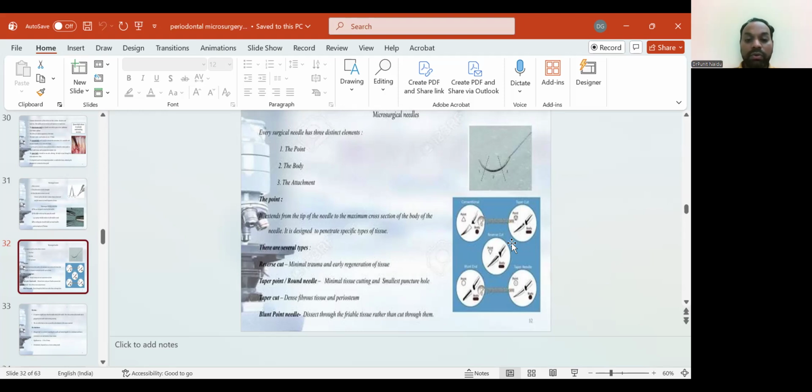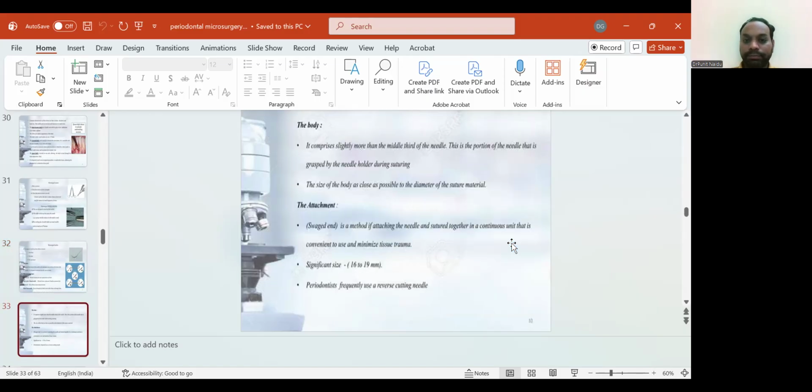Reverse cut gives minimal trauma and early regeneration of tissue. Taper point gives minimal tissue cutting and a small puncture hole. Taper cut is for dense fibrous tissue and periosteum. Blunt point needle dissects through friable tissue rather than cutting through it.